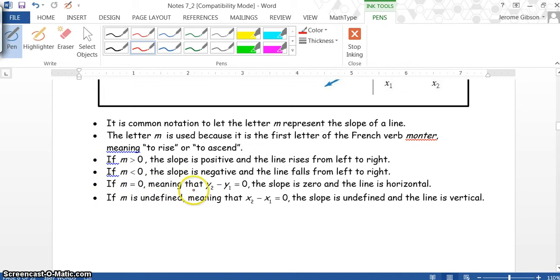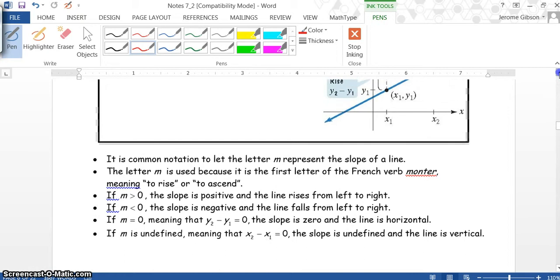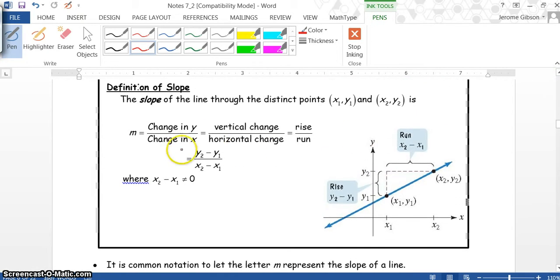If m is less than 0, the slope is negative and the line falls from left to right. If m is equal to 0, meaning that y sub 2 minus y sub 1 is equal to 0, the slope is 0 and the line is horizontal. If m is undefined, meaning that x sub 2 minus x sub 1 equals 0, the slope is undefined and the line is vertical.